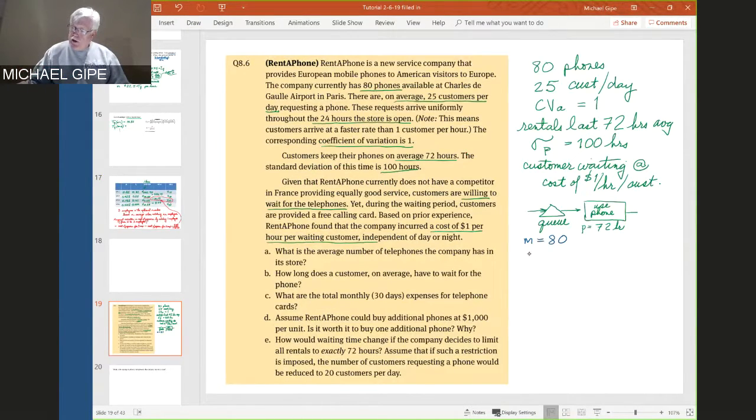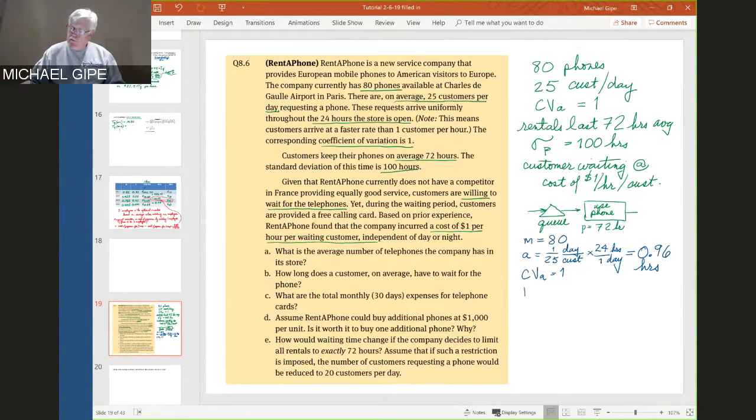Our inter-arrival time, we're going to just do some conversions here. It's 1/25 days per customer. That is 25 customers in a day. So the inter-arrival time in hours is going to be multiply that times 24 hours per day. And in terms of hours, it's going to be 0.96 hours in between customers, inter-arrival time. We know the coefficient of variability of that is 1.